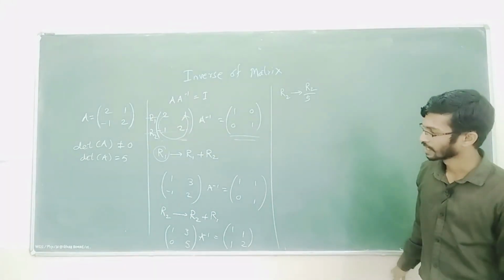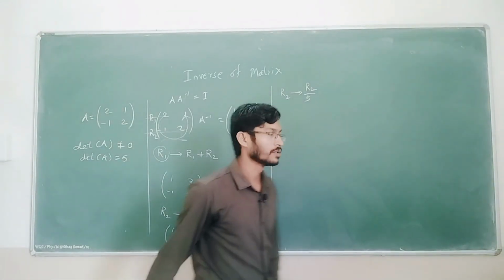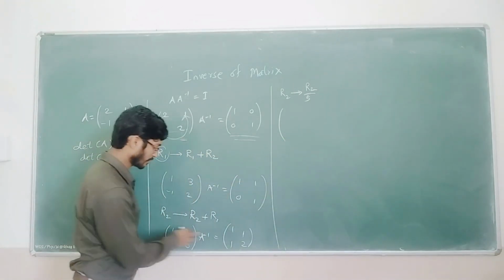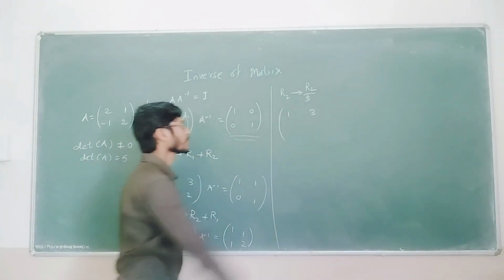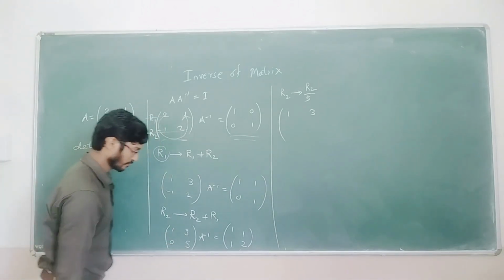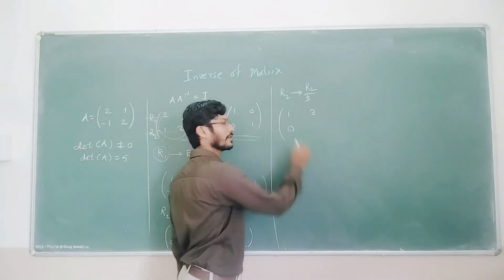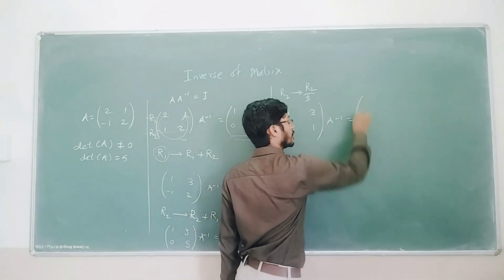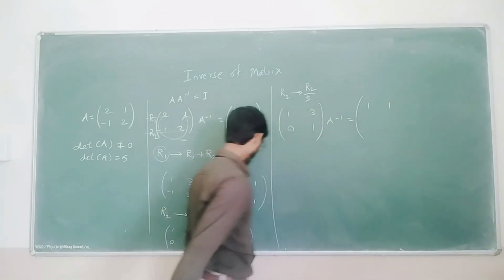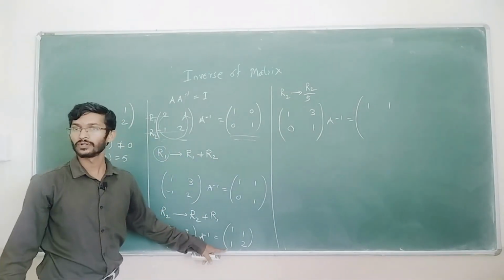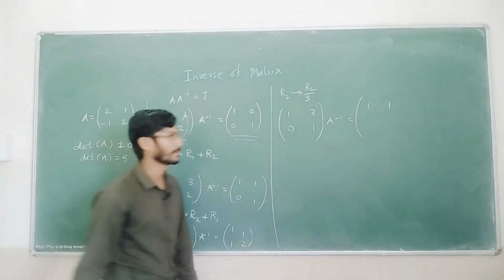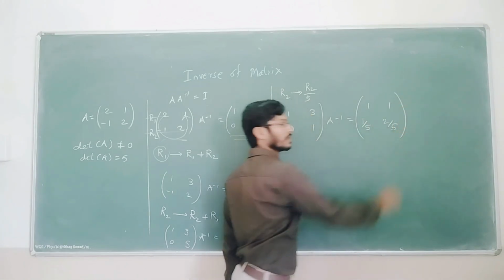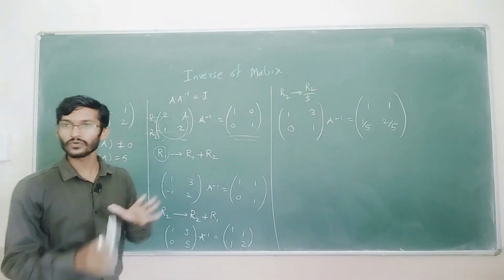Okay, and now we can write: the first row will be as it is and divide the second row by 5, so this will become 0 by 5 is 0, 5 by 5 is 1. A inverse is equal to: first row as it is, and divide both elements of this row by 5. So 1 by 5. Now there is no chance, we have to use fractions.